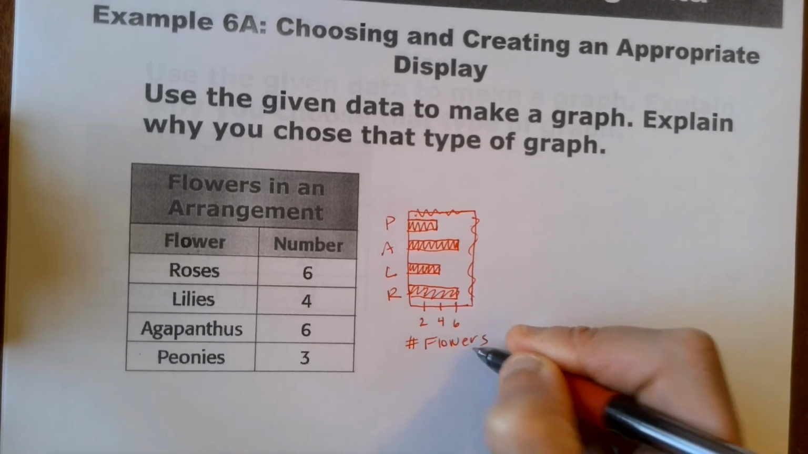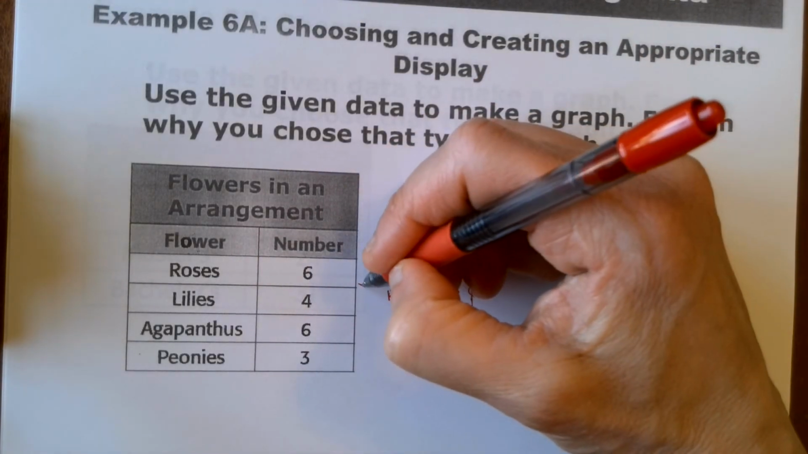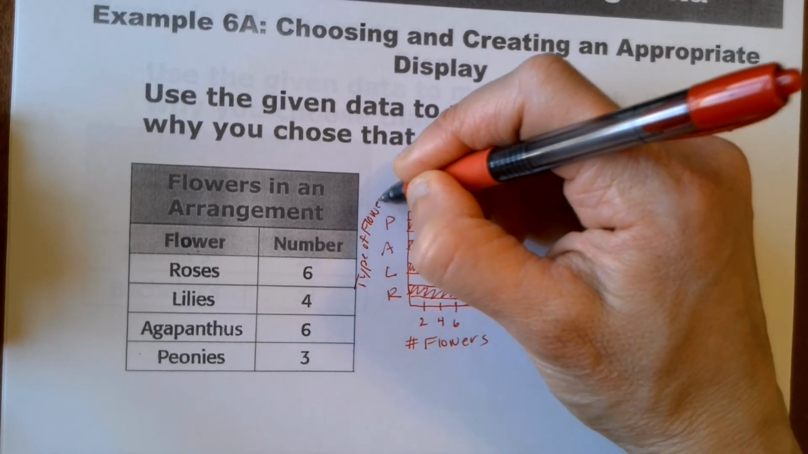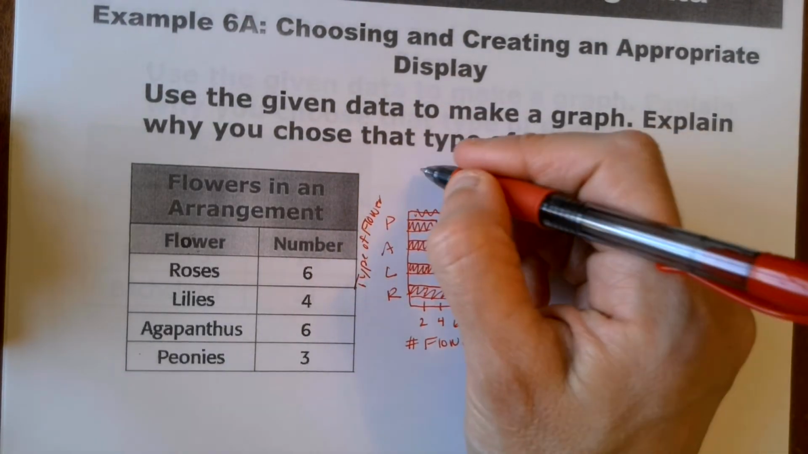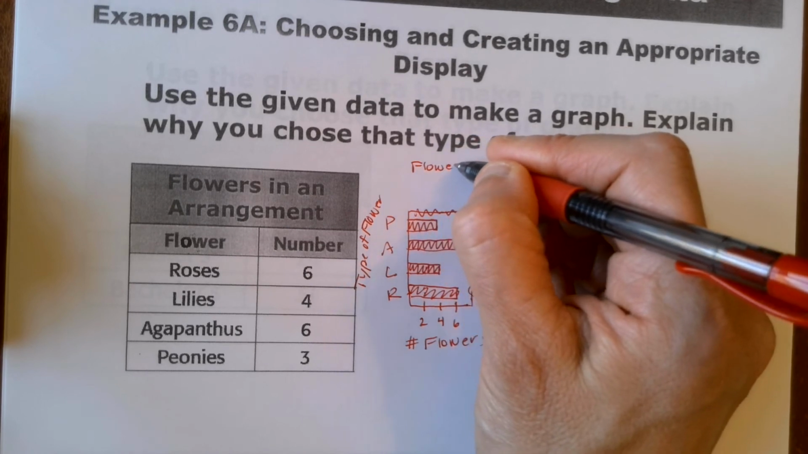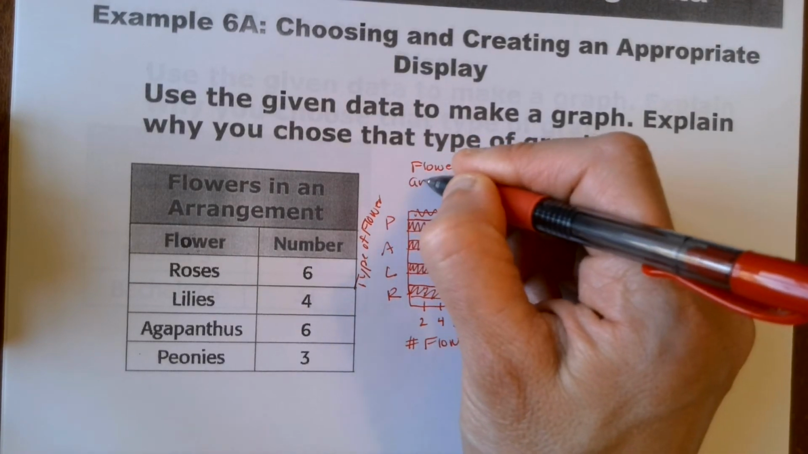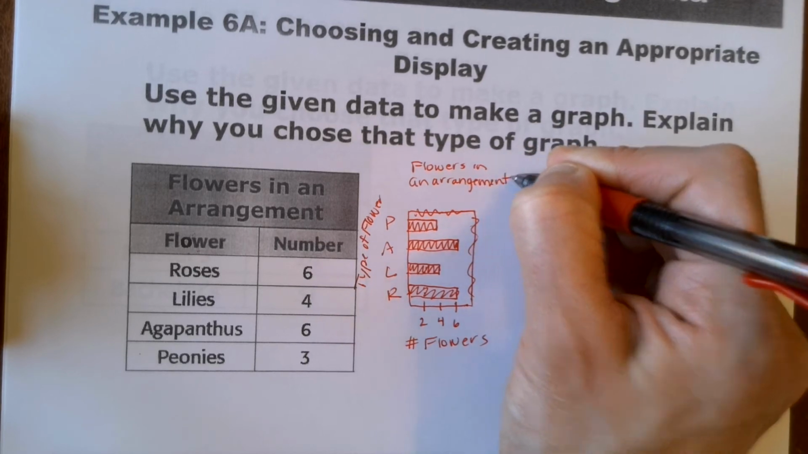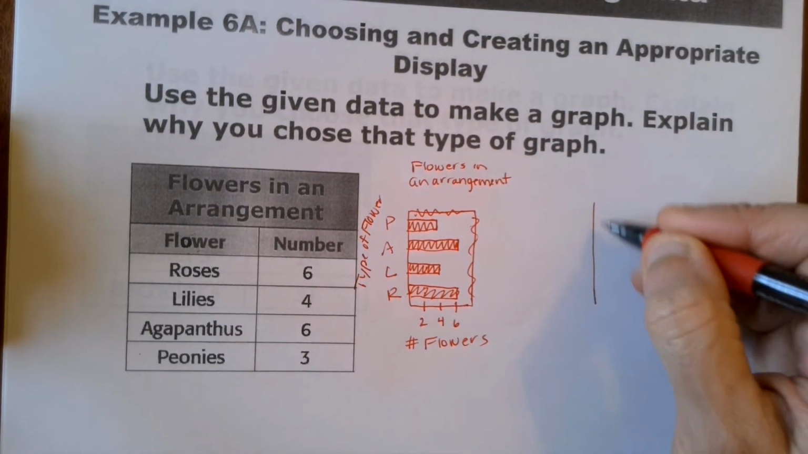Got to label my graph. And this is the type of flower. And we'll title it Flowers in an Arrangement. All right, now we can do the vertical one.